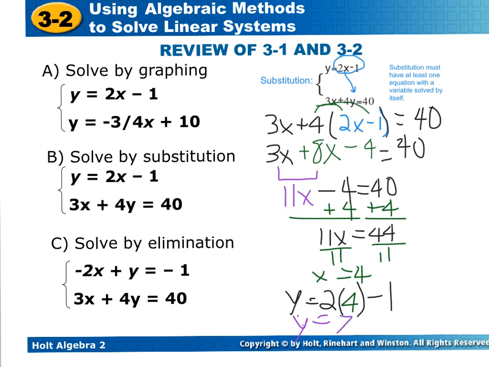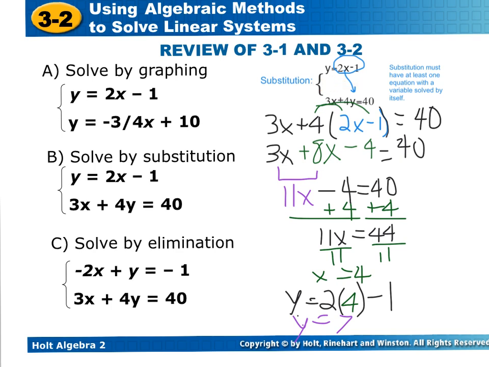Our last step then is to verify that this works for both the top equation and the bottom equation. It of course has to work for the top, the x equal to 4 and y equal to 7, because that's how we got the y. The bottom equation, 3 times 4 is 12, plus 4 times 7, 4 times 7 is 28. So 28 and 12 is indeed 40, so we know that our answer is correct.